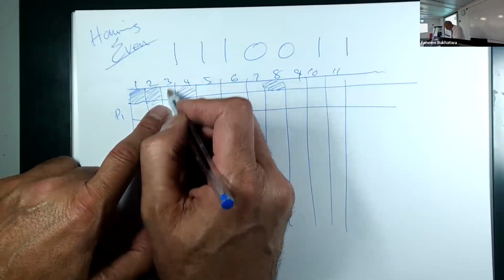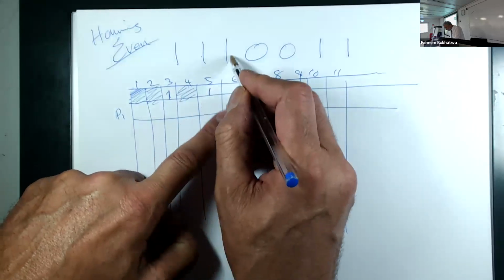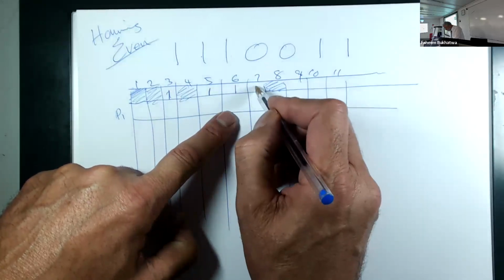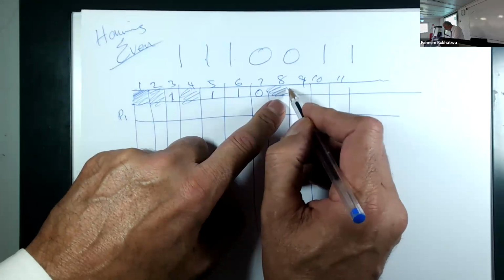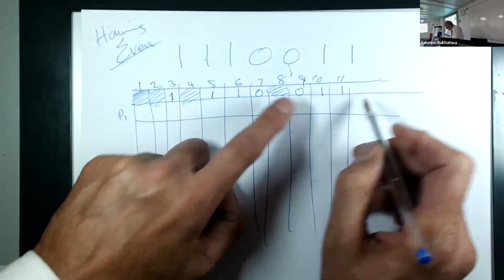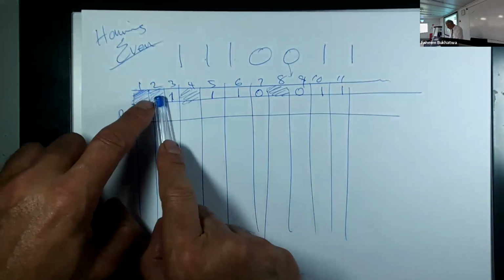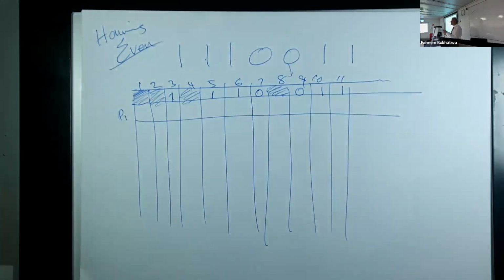So this bit 1 goes in column 3. The next bit goes in 5. The next bit 6. The next bit is 7. 8, you can't write anything in 8, so that 0 goes in there. And then 1 here and 1 there. So that's how you start. You don't know what parity 1, 2, 4, or 8 are. You are the sender. You're going to create them.